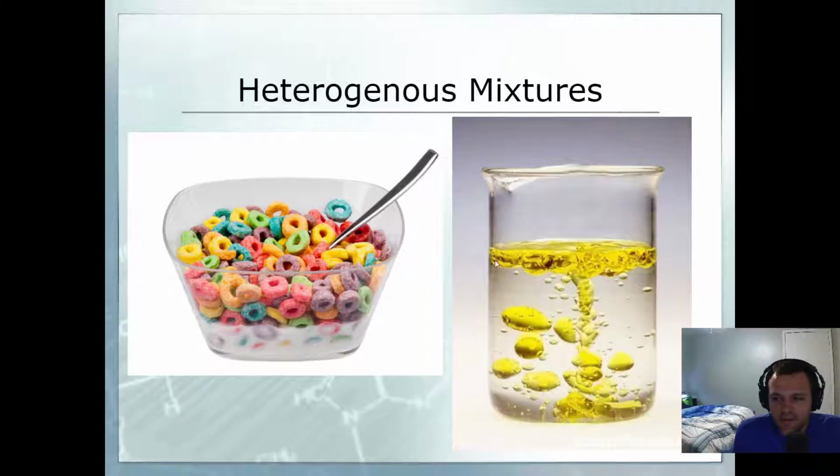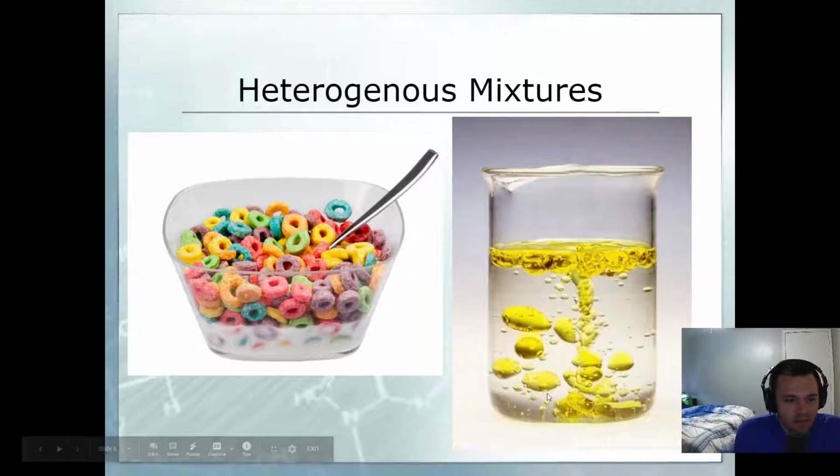All right, and then this one off to the right, this is oil and water poured together. So if you look, they're mixing, but it's not evenly mixed. The oil is more concentrated at the top with some bubbles down here that are on their way floating back to the top, and the water is below it. So if you took a sample near the top, it would have more oil, and a sample near the bottom would have more water. So it is not evenly mixed.